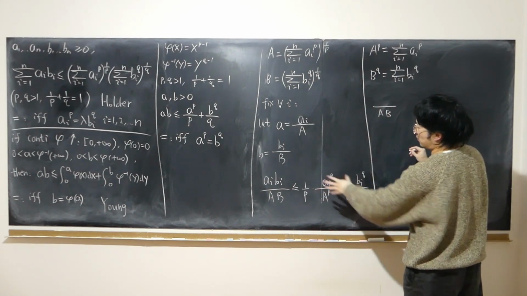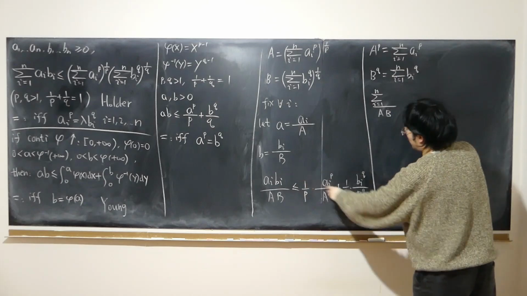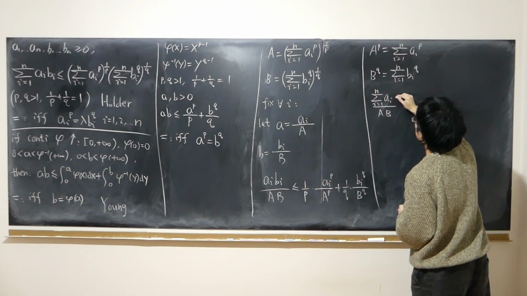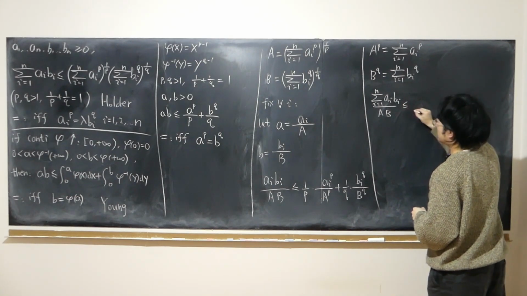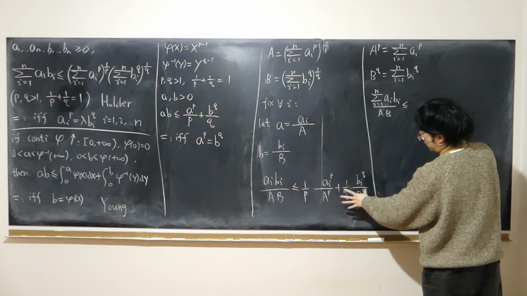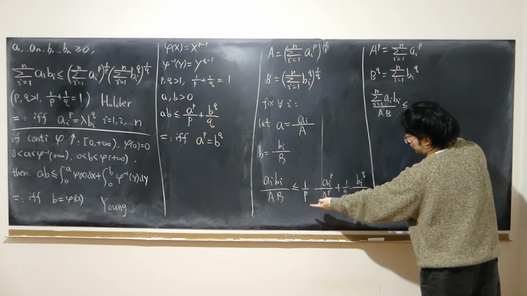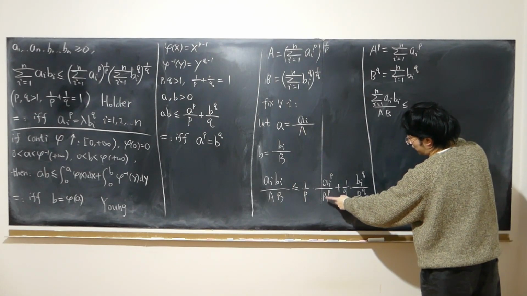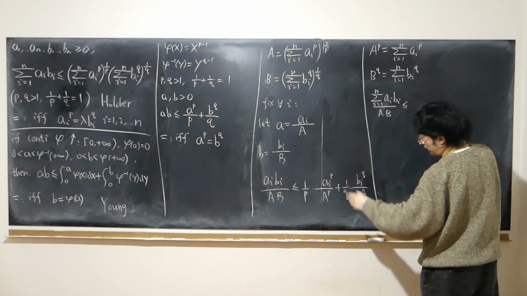under sigma sum from 1 to n of ai bi is less than or equal to the sum, right? I can distribute the sum to each of them. Also, 1 over p is a constant, so is a to the power of p, so is 1 over q, so is b to the power of q, right? I can just take them all out.